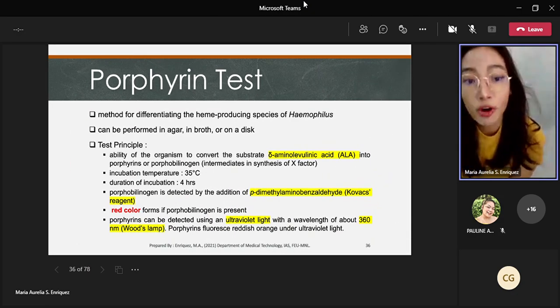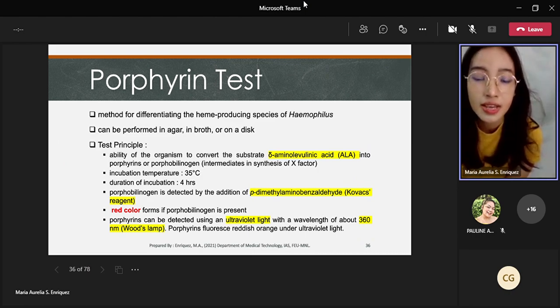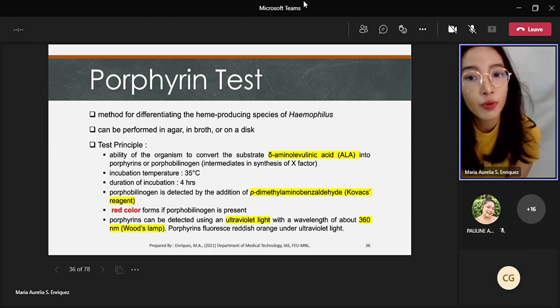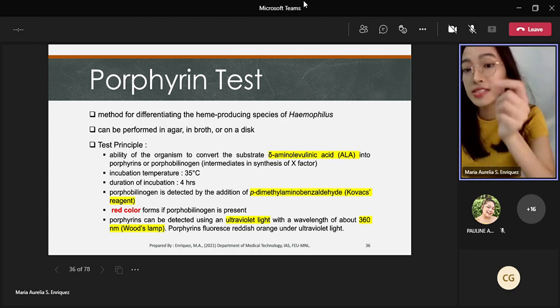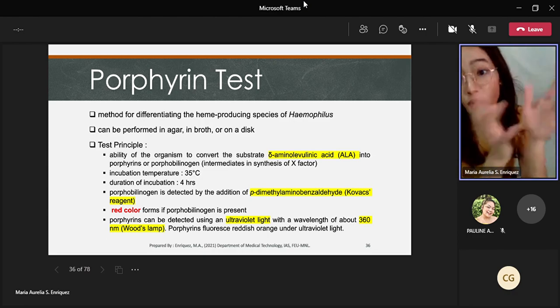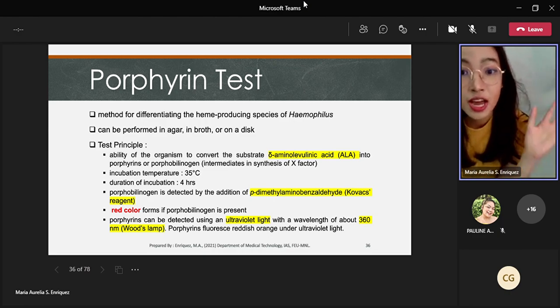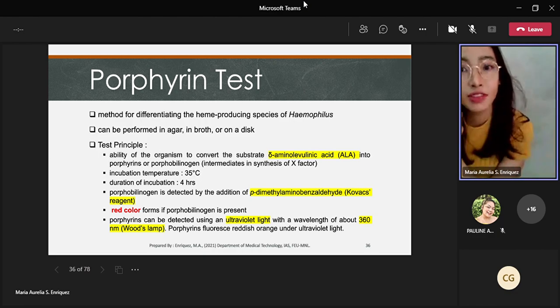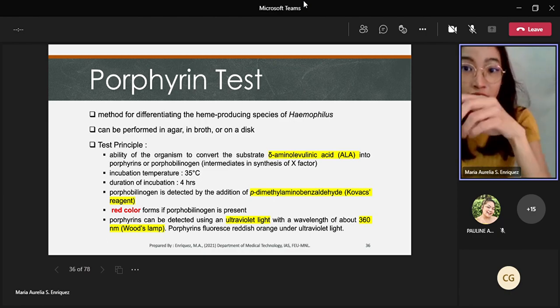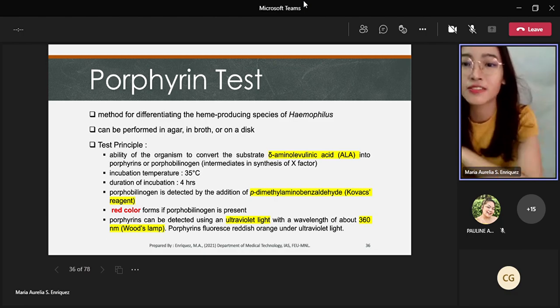Ayan, next na po is the porphyrin test. So another test that can be done for us to identify Haemophilus species is the porphyrin test. So the principle of this test is that if the organism can convert delta amino levulinic acid into porphyrins or porphobilinogen, then this means that they are not X factor dependent. Okay, so ulitin natin yon. If the organism can convert delta amino levulinic acid into porphyrins, this means hindi nila kailangan yung X factor.